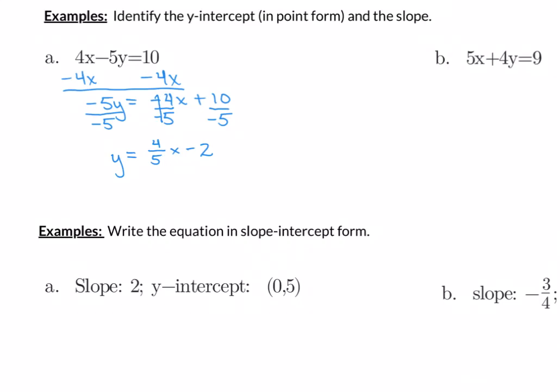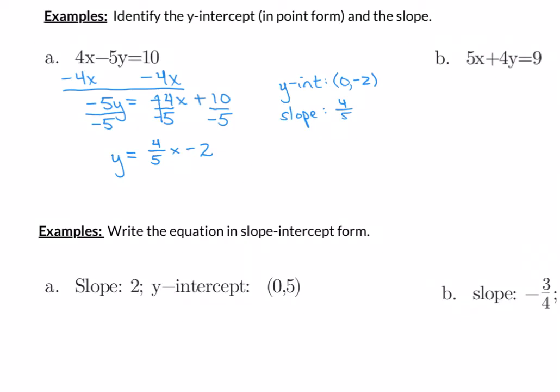So for this equation, what is my y-intercept? It's going to be the constant term. It's going to be (0, negative 2). And my slope is 4/5.